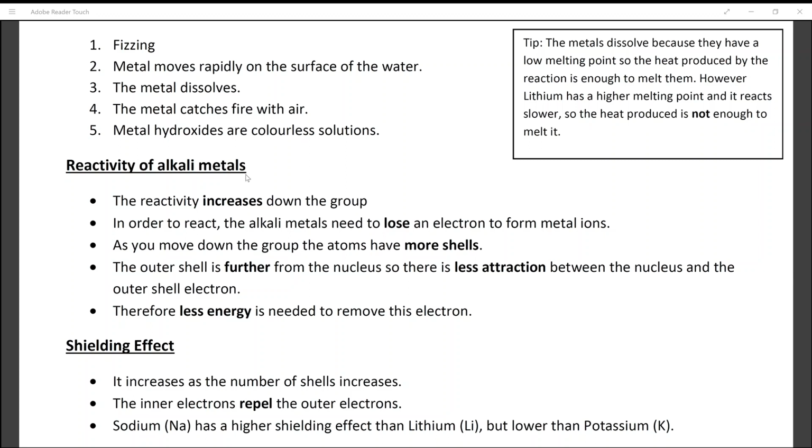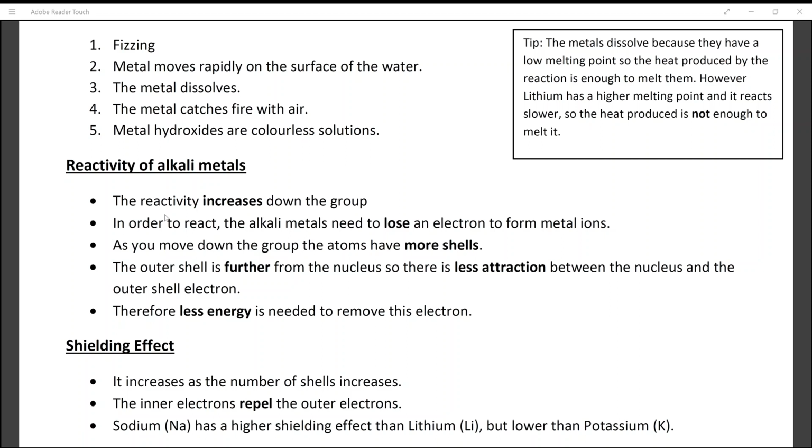The outer shell of lithium is the second one, while the outer shell of sodium is the third one. Okay, so when the alkali metals react, they want to become ions. They want to have a full outer shell. In order to do it, since they have just one electron in their outer shell, they need to lose that electron, to kick it away. To lose these electrons so that they have full outer shells.